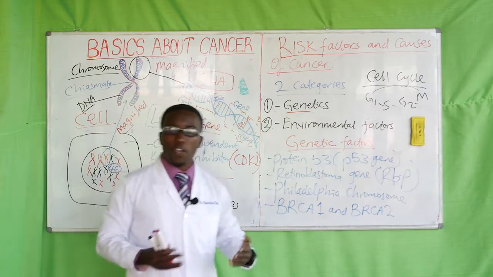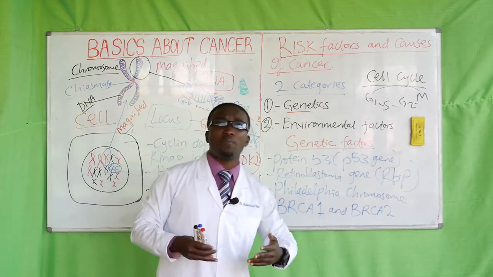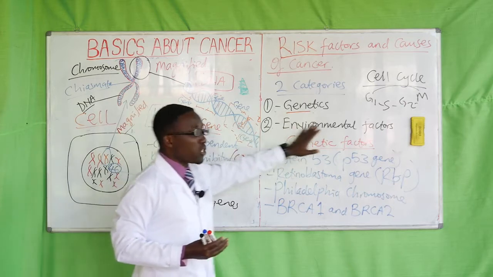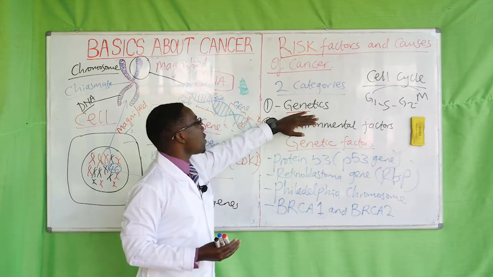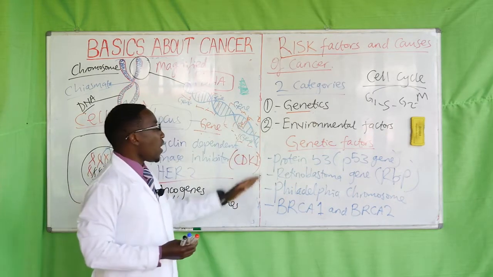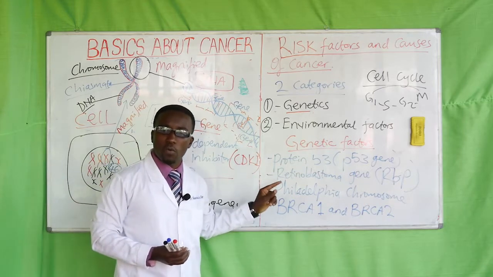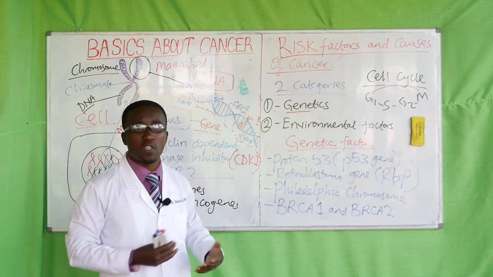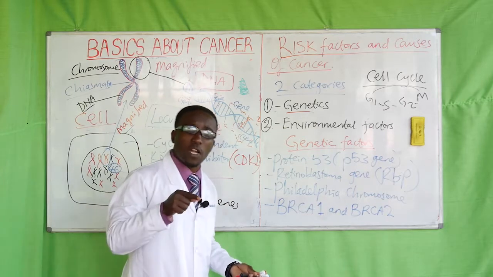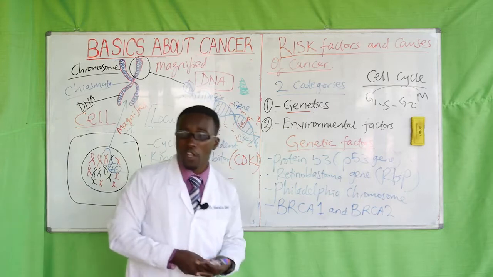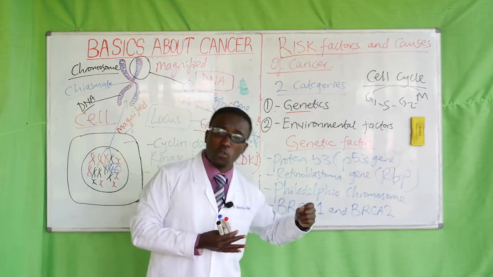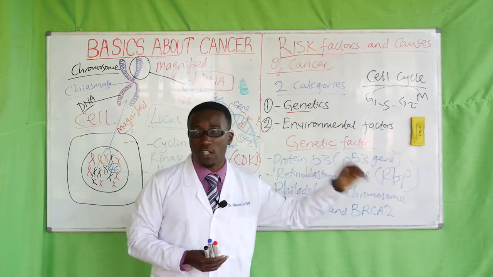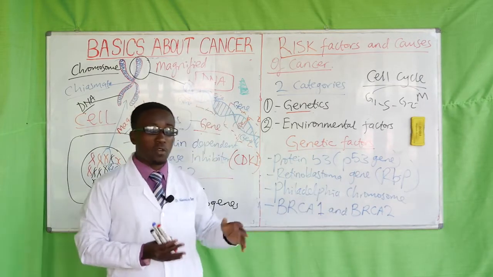For any human being to develop cancer, whether a child, a young adult like me, or an old person, it all still takes us back to the genetic factors. This means that for someone to develop cancer, either he or she must be born with mutated genes. For example, if I have mutated genes within my sperm cells, and I transfer them to the next offspring, and that offspring happens to inherit the mutated, abnormal genes, he or she will be at risk of developing a certain type of cancer, depending on the gene that was mutated.